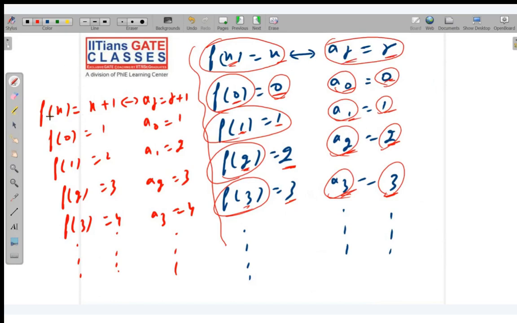Another function is f(x) = x + 1. So f(0) will be what? 1. When input is 0, output is 1. Input is 1, output is 2. 2, 3, 3, 4, like this.